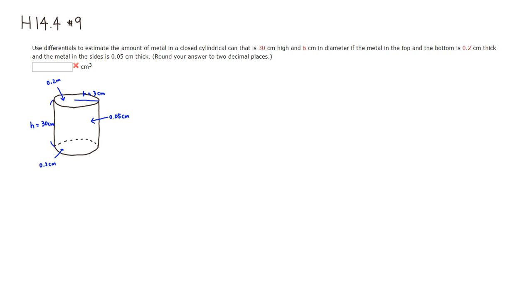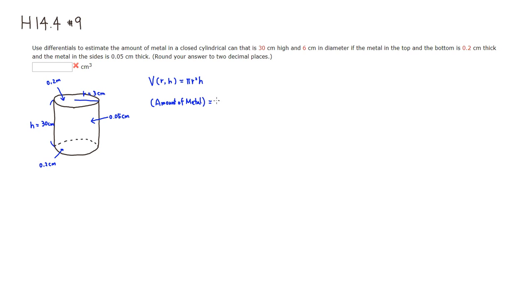Since we are talking about a circular cylinder, the volume V depends on the radius R and the height H. The formula is V equals pi R squared times H. Then we want to approximate the amount of metal.